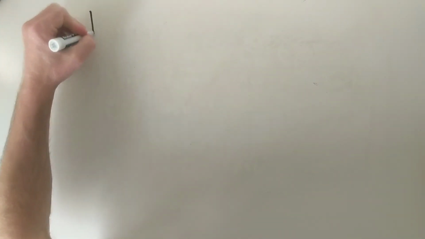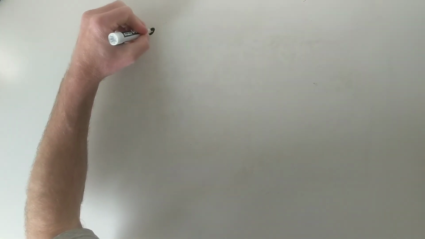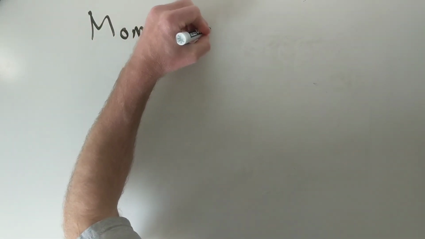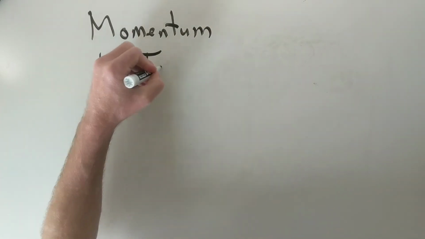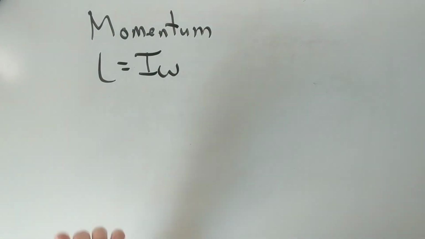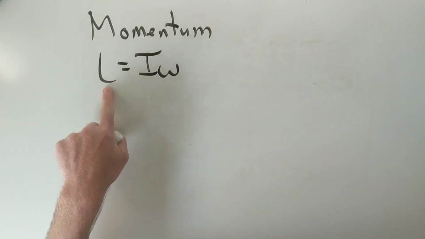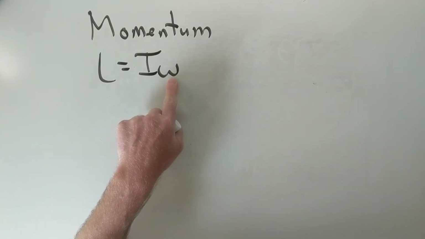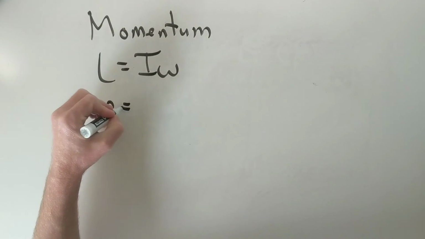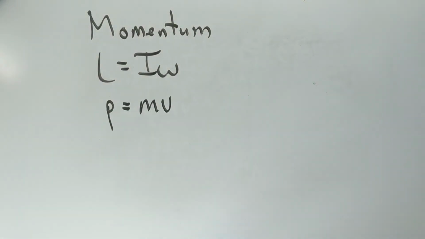And the last one was momentum. But this time it's different. This time it's angular momentum. And it mirrors what you had from momentum before. Angular momentum is I times omega, the rotational version of mass times the rotational version of velocity, where regular momentum is just mass times velocity. So there's a nice parallel here.